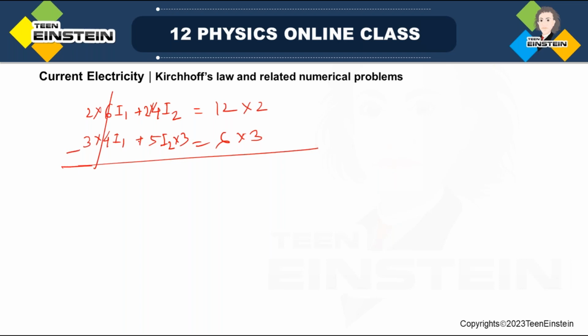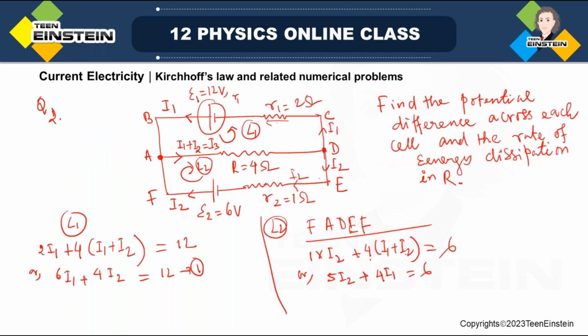Subtract means this will be 0. So you have 8 and this is 15. So minus 7I2. So this is 21 and this is 6. So I2 will be minus of 6 by 7. Minus of 6 by 7. So what does that mean?